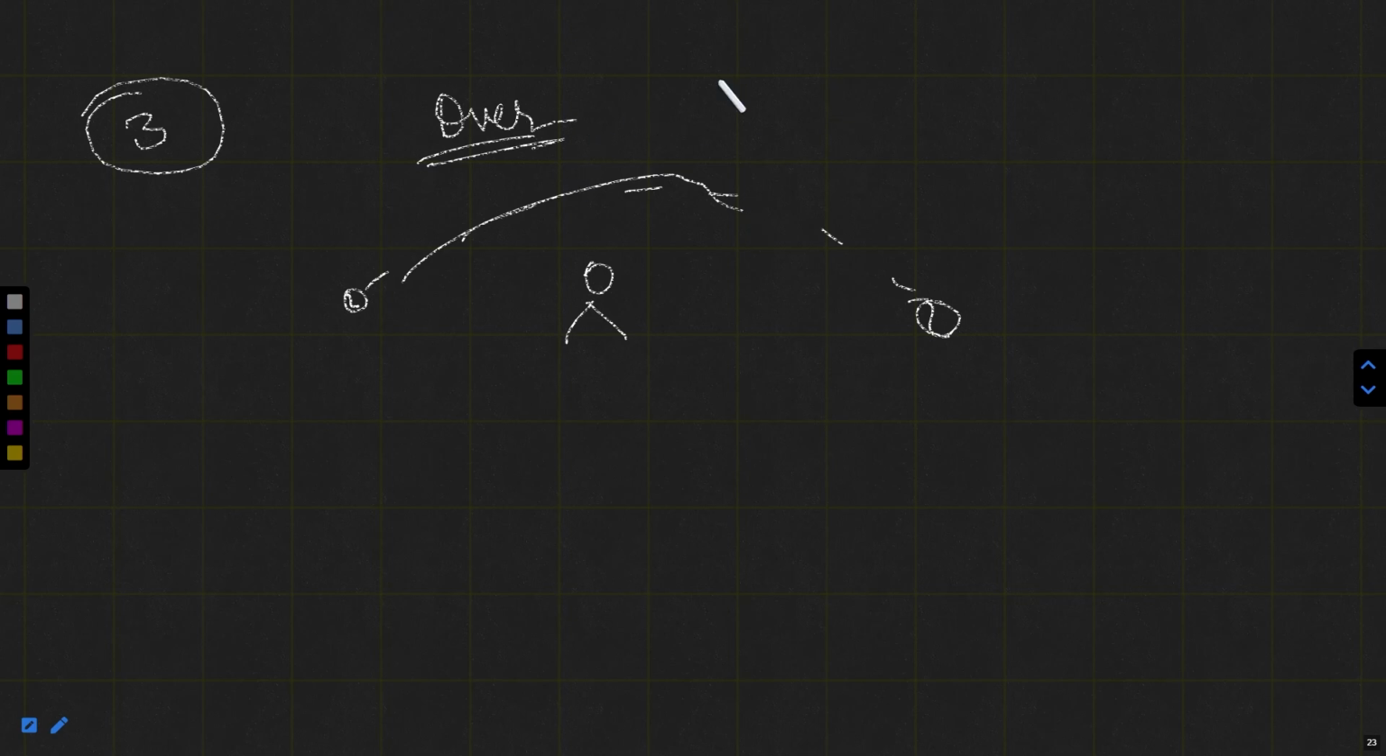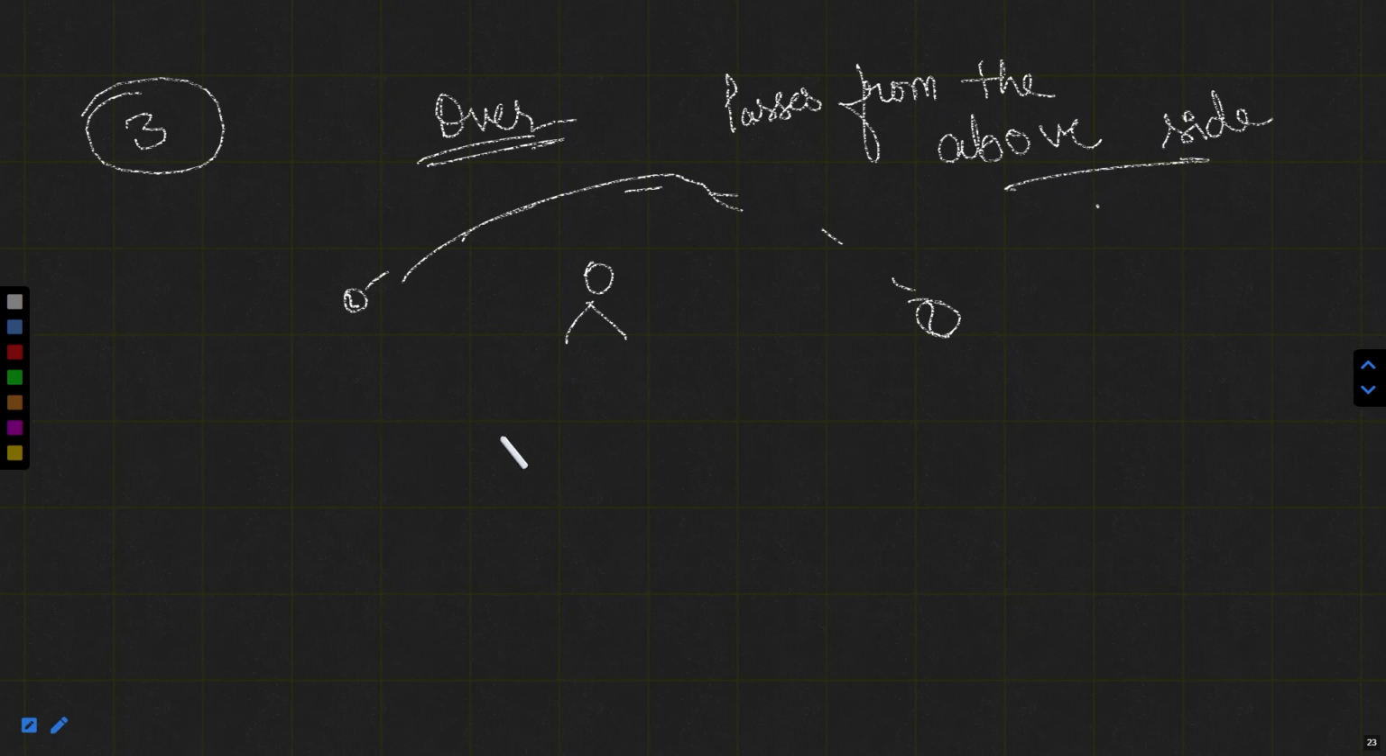When something passes from the above side, we use the preposition over. Now it can touch or it cannot touch. It is totally irrelevant. Passes from the above side, we use over. How? The ball bounced over his head.